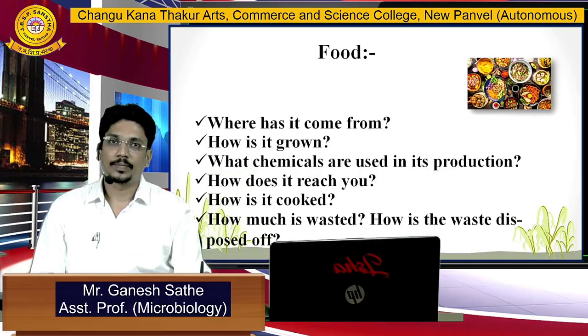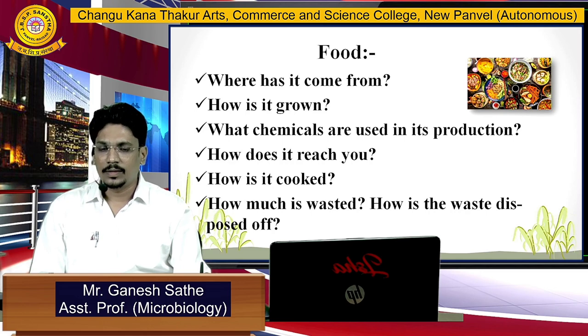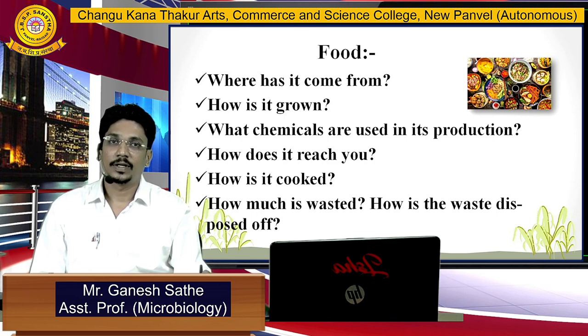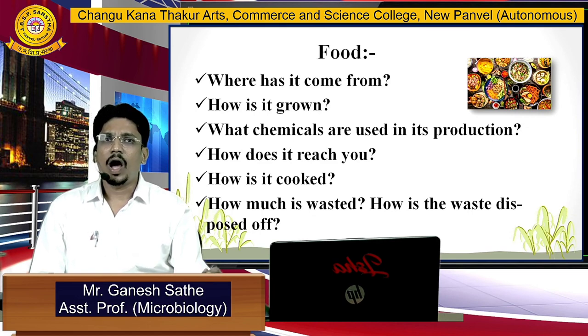Now coming to food. See, we are consuming food, but where has it come from? Try to investigate it. Right? See, we have agriculture farms. Farmers cultivate different food products. Right? They harvest it, they sell it, then we are purchasing. Right? How is it going to be cultivated? What physicochemical condition does it require?